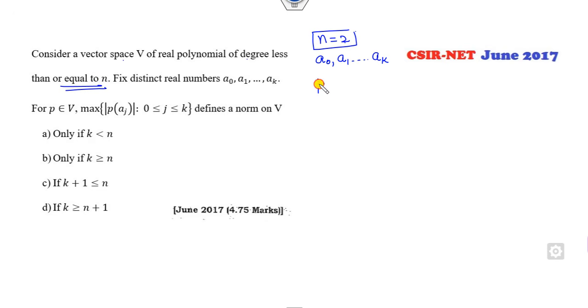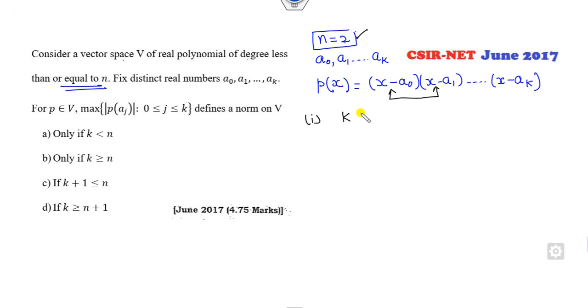So what is my p? P of x, these are the elements of this, so I can say (x minus a1) up to (x minus ak). Now if p is of degree 2, then we have only 2 elements, and if the degree is 3, then it has 3 elements. So look at the first option: k is less than n. As n is 2, I can choose k as 1.